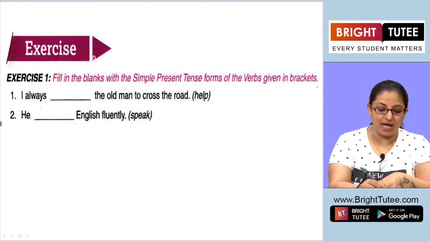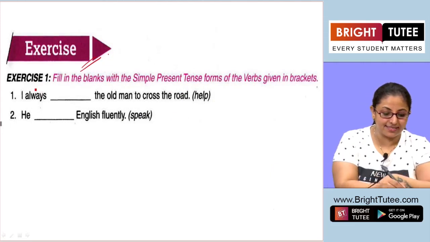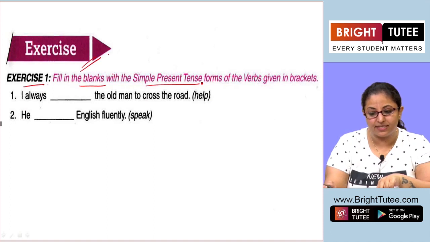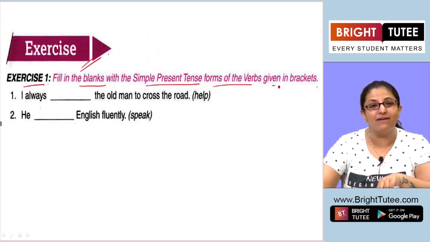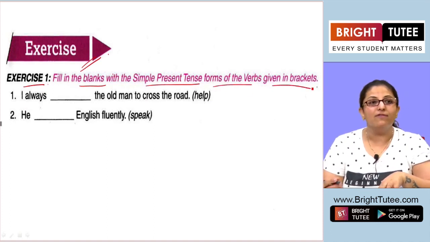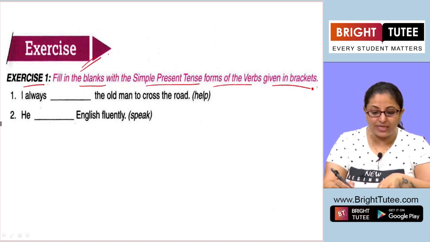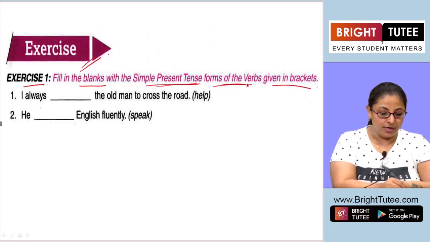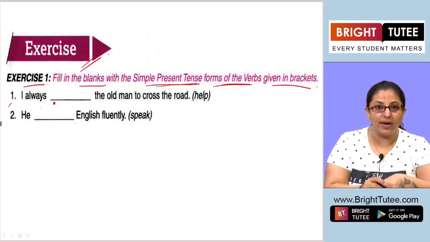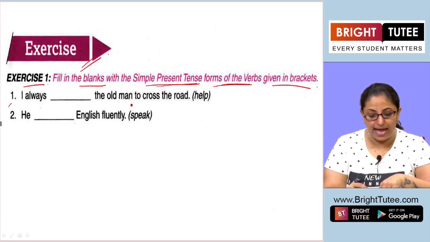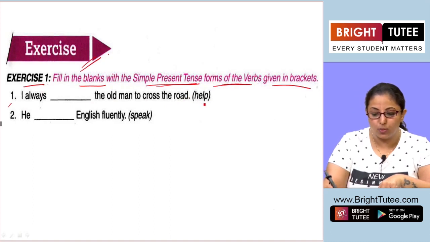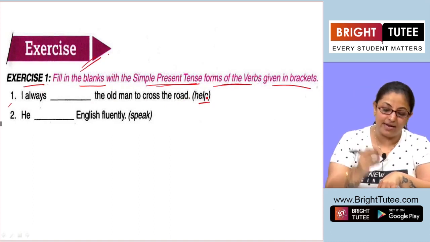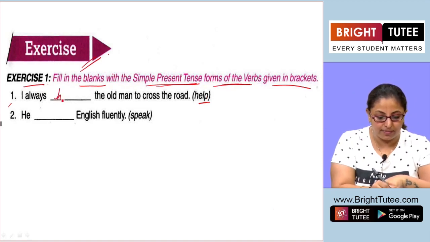So, now we will be coming to the exercise. Exercise number 1. Fill in the blanks with the simple present tense forms of the verbs given in the brackets. So, now we have to fill these blanks with the simple present tense form of the verbs. First, I always dash the old man to cross the road. The verb is help. So, what will be the right form? Help itself. So, the answer will be help.